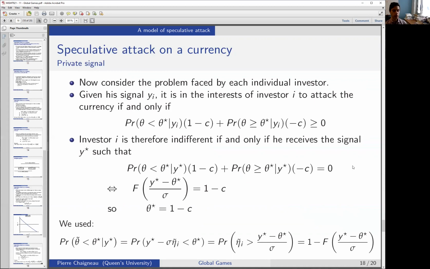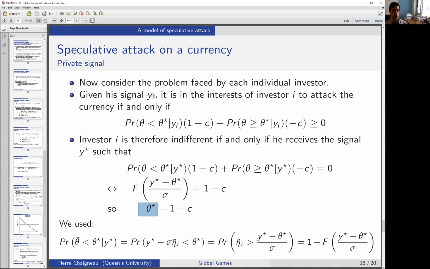Okay, so now what we would like to know is, what is this theta star? What is this threshold value of the fundamental such that the currency is going to collapse if the reserves of the central bank are below theta star? So to derive theta star, we have to consider now the problem of each individual investor.